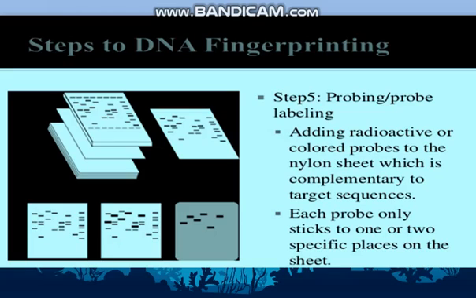So now what happens is that the radioactive or colored probes are added on the nylon sheet and they attach to the complementary base sequences. Whichever radioactive probe we put, we know the sequence, and if there is A, it will attach to the T, and if there is C, it will attach to the G. So this is the probing or the probe labeling.